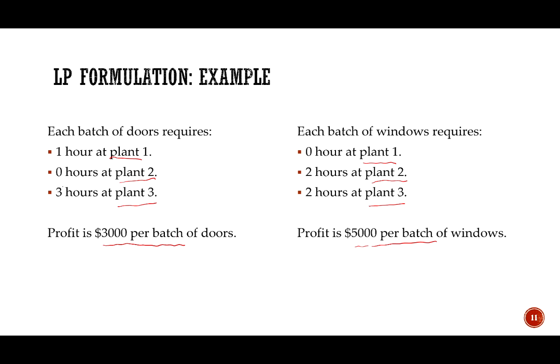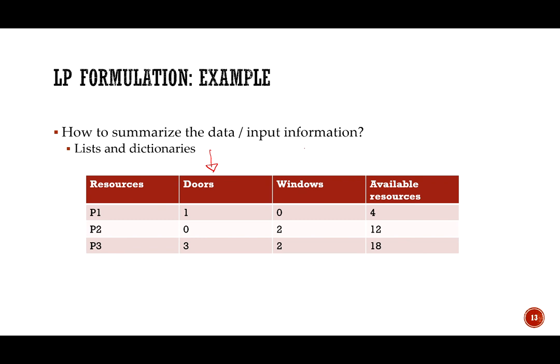The same for the other column. In order to produce one batch of windows, we need 0 hours at plant 1, 2 hours at plant 2, and 2 hours at plant 3. And each plant is available for a limited number of hours per week. So plant 1 is available only 4 hours, plant 2 only for 12 hours per week, and plant 3 available for 18 hours. And that's how we fill in the table.